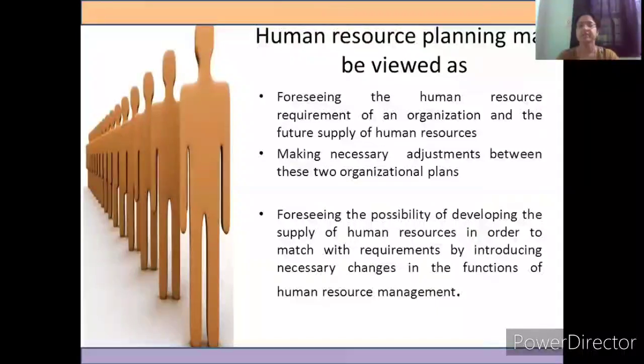So here there's a little more detailed explanation. You're foreseeing the human resources requirement for the organization and future supply of human resources, making necessary adjustments between the two. And you're foreseeing the possibility of developing a proper supply pool of candidates in order to fill requirements in the future.